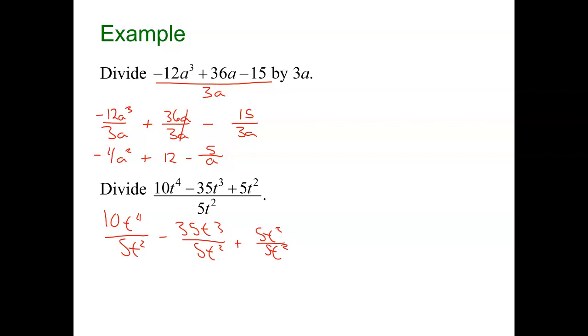Okay? 10 over 5. 2. T to the 4th divided by t squared. 35 divided by 5. t to the third divided by t squared. 5 divided by 5. T squared divided by t squared.